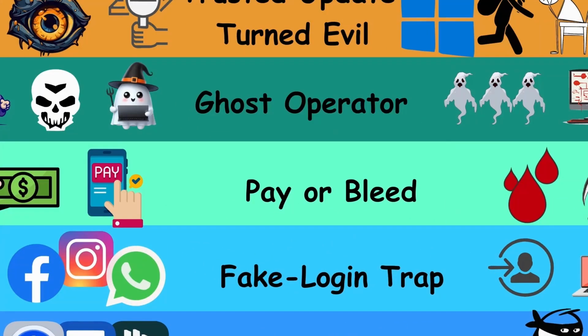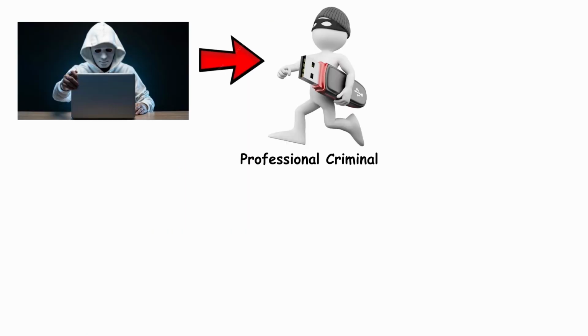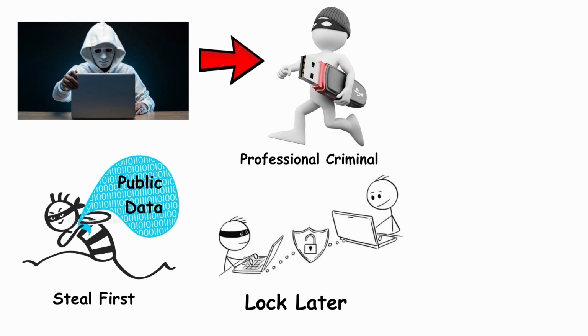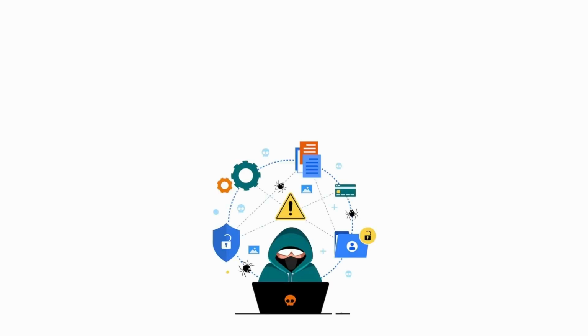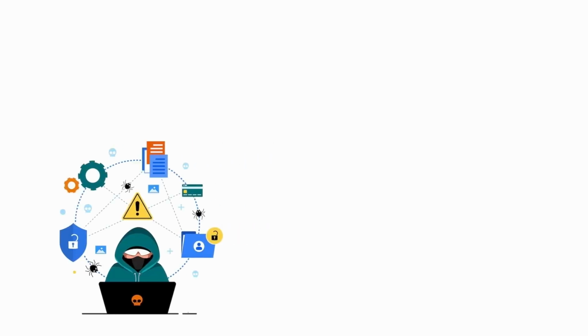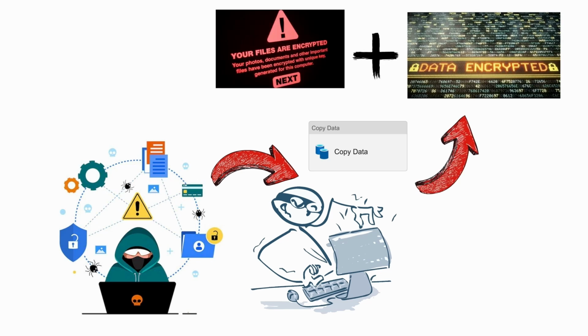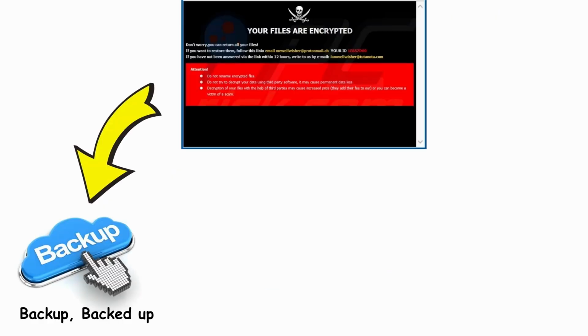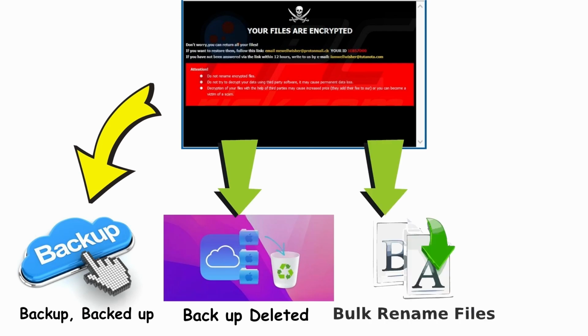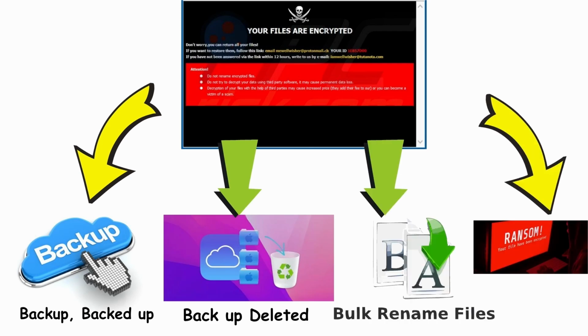Level 3. Pay or bleed. This level is professional crime. Steal first, lock later, charge twice. It starts when someone buys access, moves sideways, and quietly copies data. Then they encrypt files and drop a note. The timeline rhymes. Backups touched first, shadow copies wiped, then mass file renames and the ransom demand.